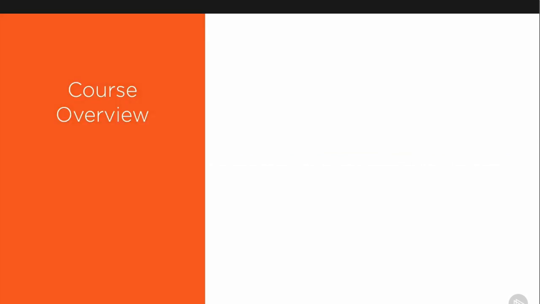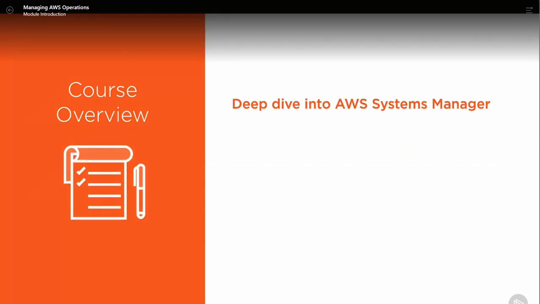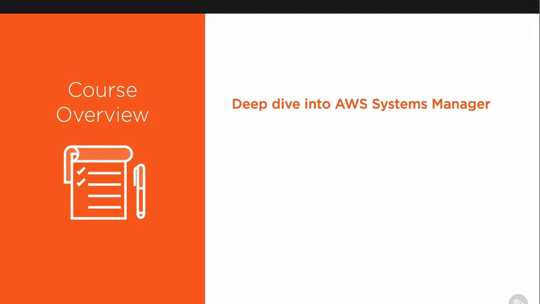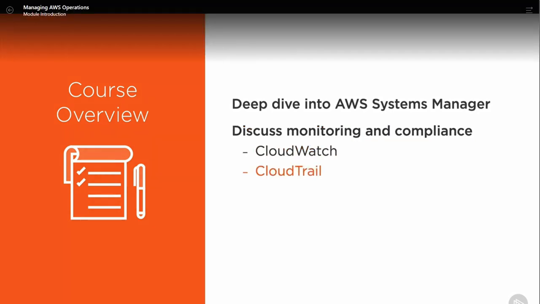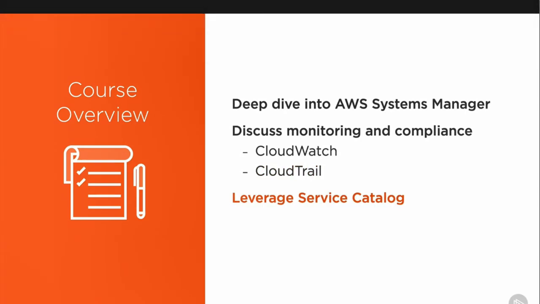Now, what are we going to learn in this course? Well, we're going to have a deep dive into AWS Systems Manager. We're going to discuss monitoring and compliance dealing with CloudWatch and CloudTrail. We're going to look at leveraging Service Catalog to offer our applications and services as needed to separate clients or our own organization. And then we're going to explore the different S3 features that AWS provides.